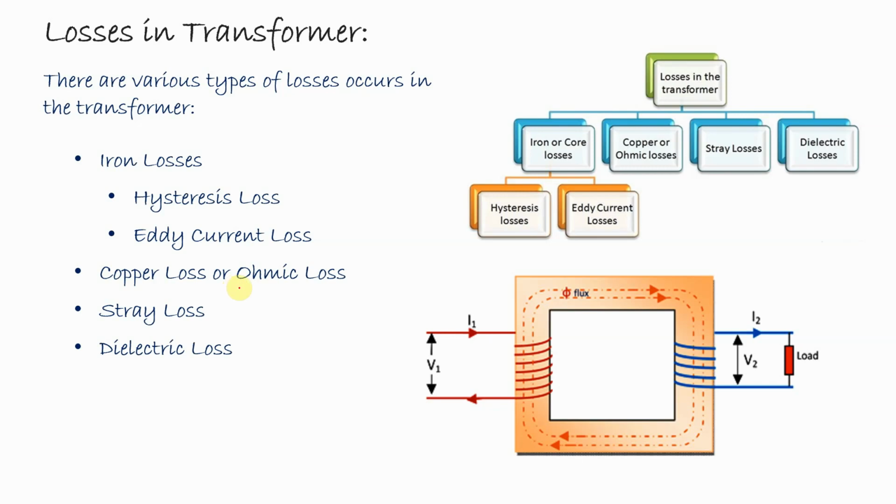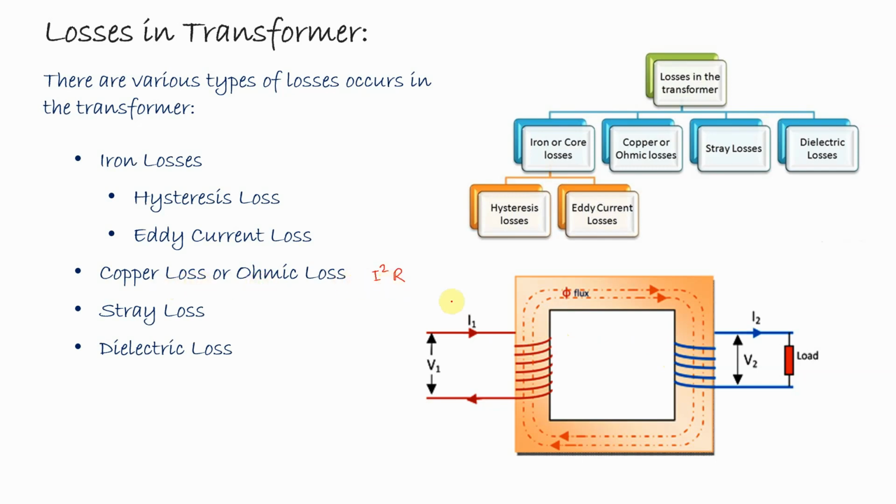Now the copper loss or the ohmic loss. Basically, this loss is in the form of I square R loss. When the current is flowing in the primary as well as in the secondary winding, in an actual transformer there will definitely be some resistance of the primary as well as the secondary winding. For the current flowing in these two windings, I square R losses will occur in both the primary as well as the secondary winding, and their combination is considered the total copper loss or the ohmic loss.